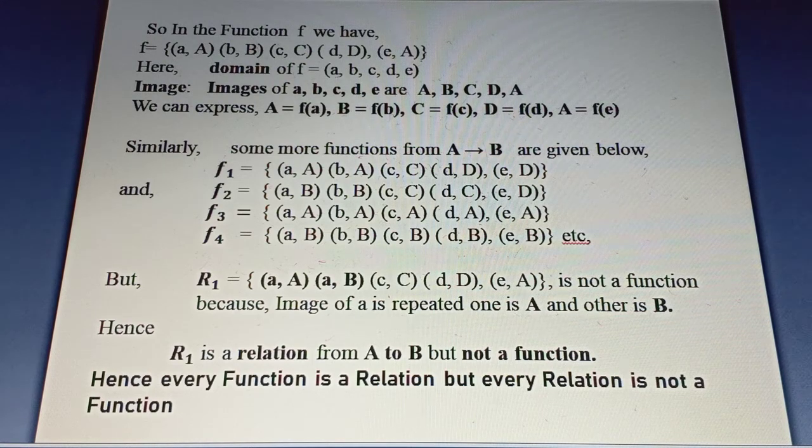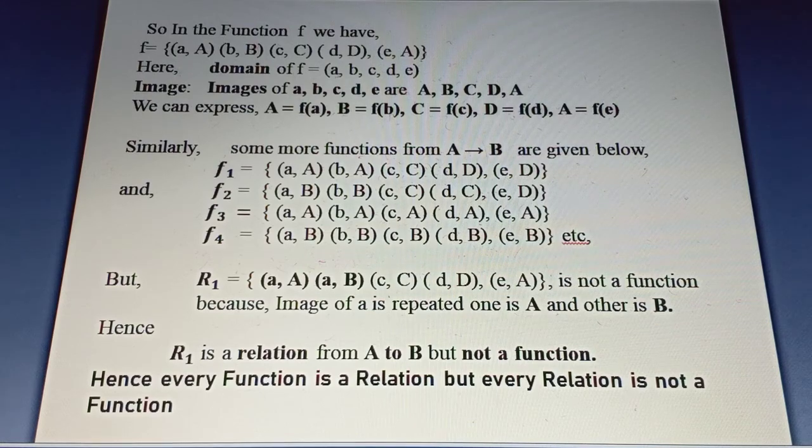So R1 is not a function because the image of A is repeated. One is capital A, another is capital B. So hence R1 is a relation from A to B, but not a function. Hence we can conclude that every function is a relation, but every relation may not be a function. I hope students you understood the concept of function and relation.